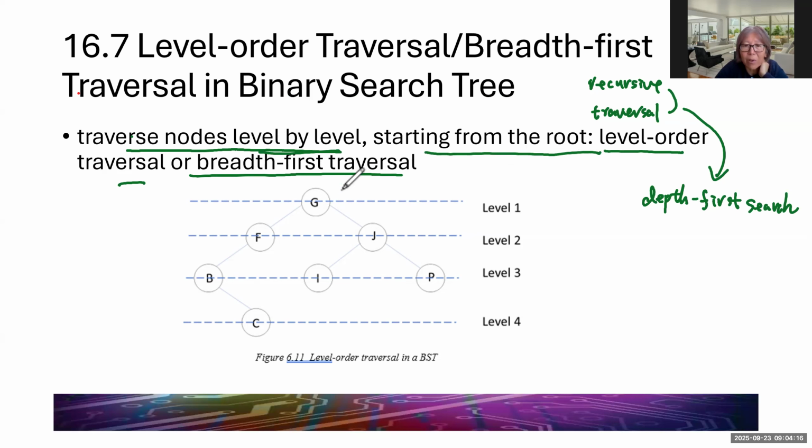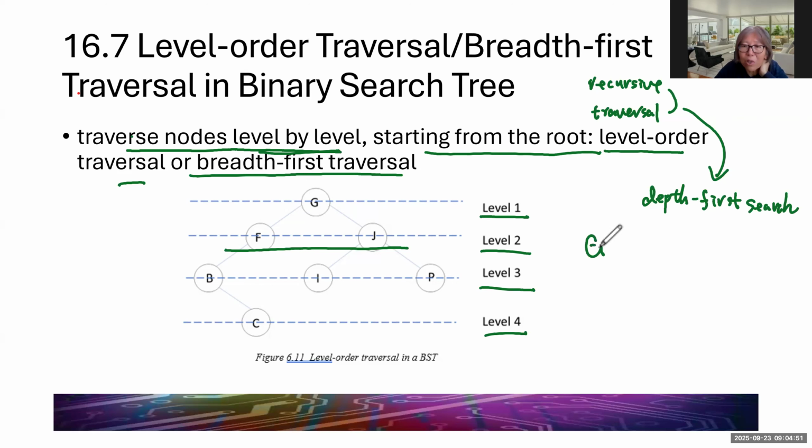Okay, so this is a binary search tree. For each level, we can describe the level. So root is level 1, and then the two child nodes of the root node, we call level 2. And the grandchildren of the root node, we call level 3. And the great grandchildren of the root node, we call level 4, and it can go on. So the case here is, you're going to do level by level.